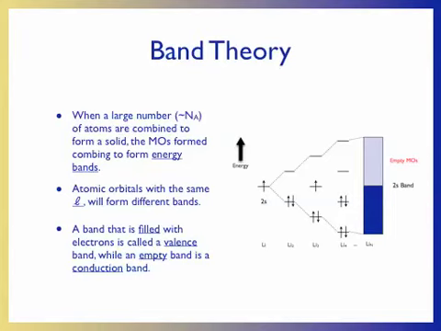We call the band that is filled with electrons the valence band, since this represents all the valence electrons for all of the atoms combined to form the solid. The empty band is called the conduction band. This is because electrons can be promoted from the valence band to this empty band, which allows for electrons to move throughout the solid. This allows for electricity and heat to be conducted throughout the solid.